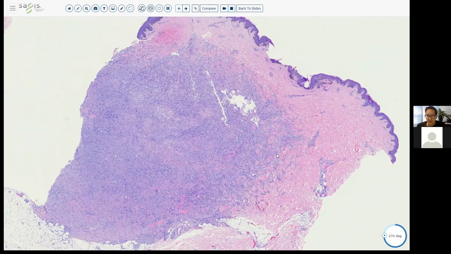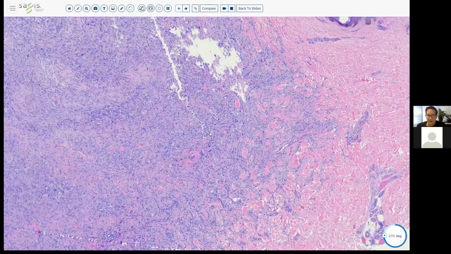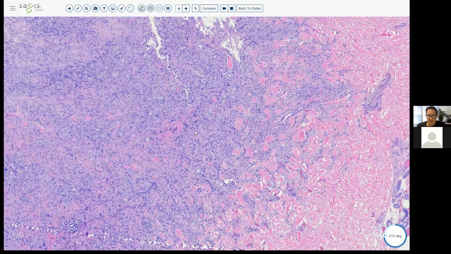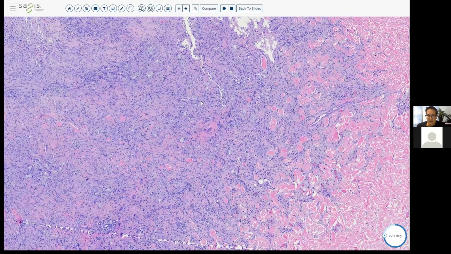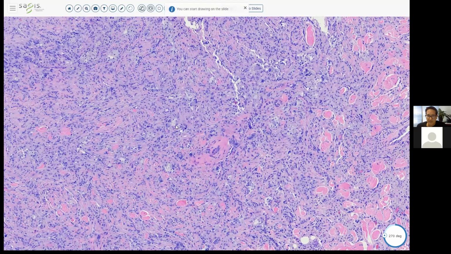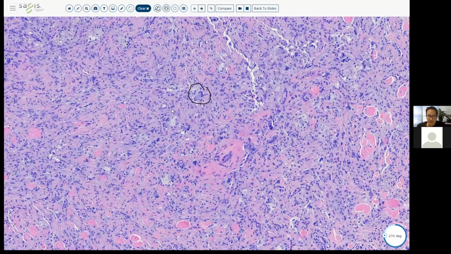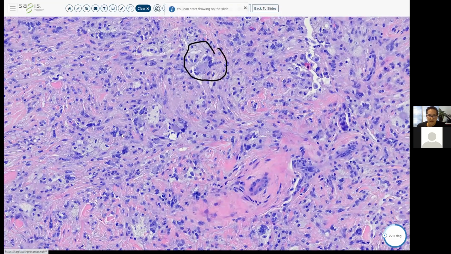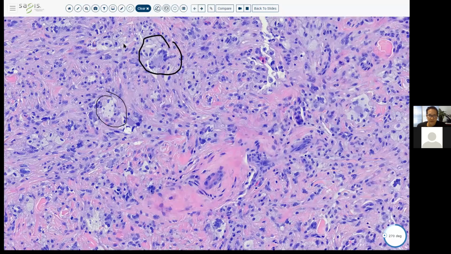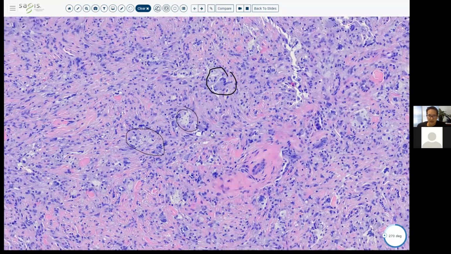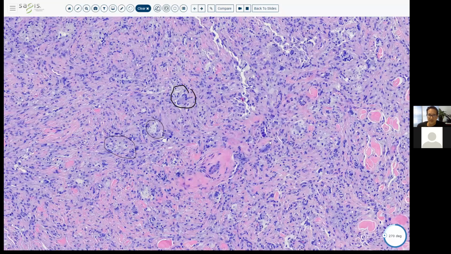And so you've got this dermal proliferation. If we zoom in even further, we start to see that the cells are spindled. Some of them are multinucleated. You can see here, multinucleated cell. Some of them have lipid or foamy cytoplasm, like this one here, and over here, these as well. Some foamy cells. Okay, and this lets you know that these cells are likely histiocytic in nature.